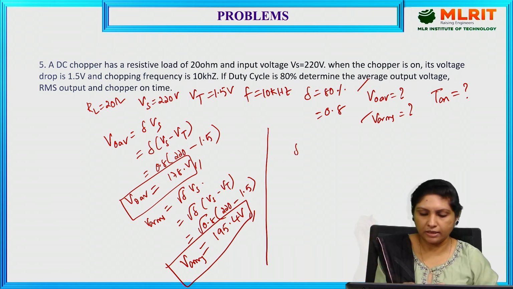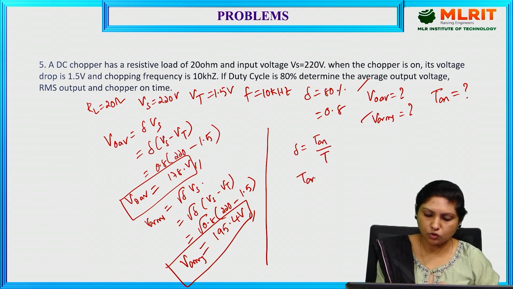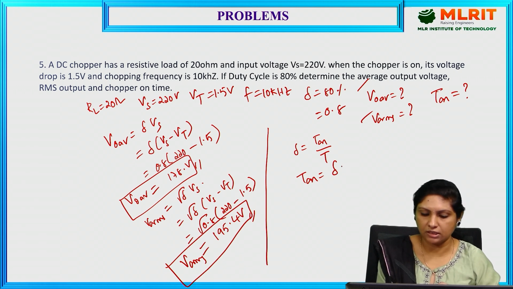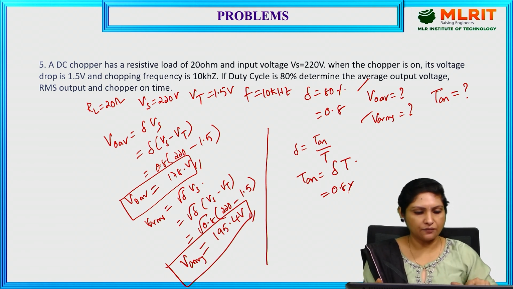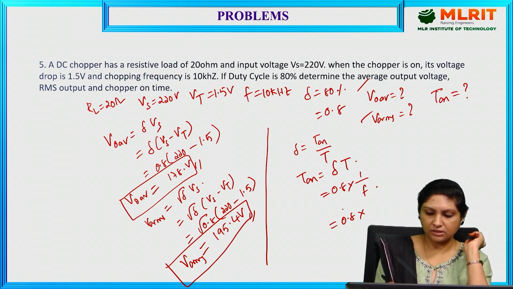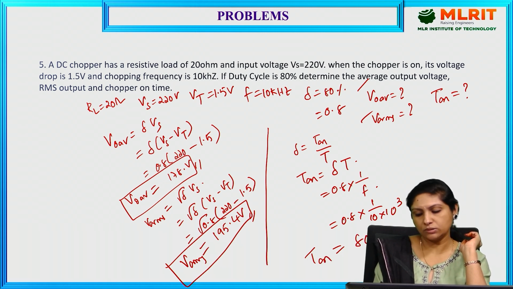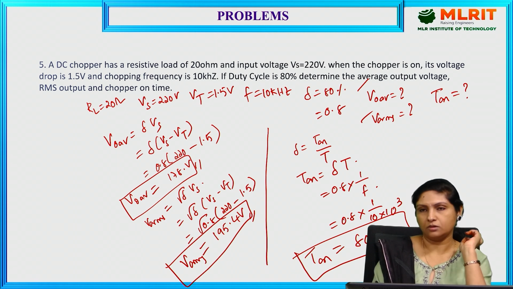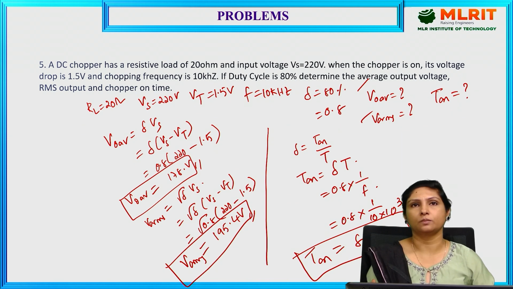So here delta is given by the formula T on by T, and the on period of the chopper is equal to delta into T, where delta is already given. You don't know the value of the time period, but the frequency is given, and in that case the time period is given by the formula 1 by frequency. If we substitute the frequency, 1 by 10 into 10 to the power of 3, in that case the on period of the chopper will be 80 microseconds. So this is how we can also find out the on period of the chopper.